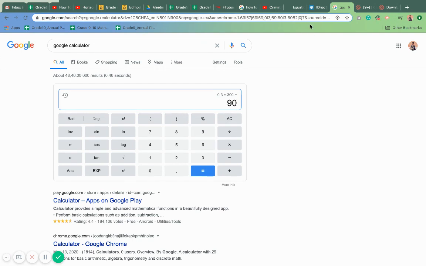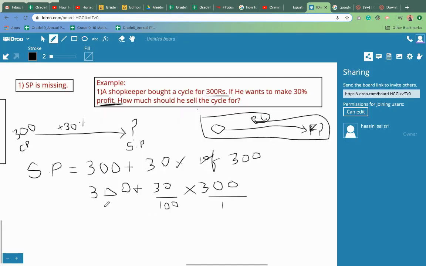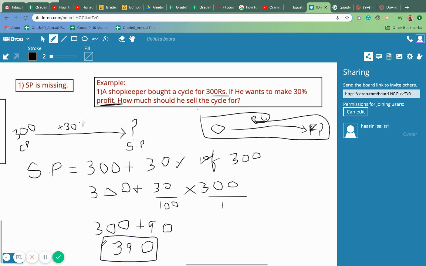So the answer I get is 90. So I realize this 300 stays the same and I have to add 90. So the final answer will be 390. So this shopkeeper has to sell this particular cycle for 390 rupees if he needs a profit of 30%.